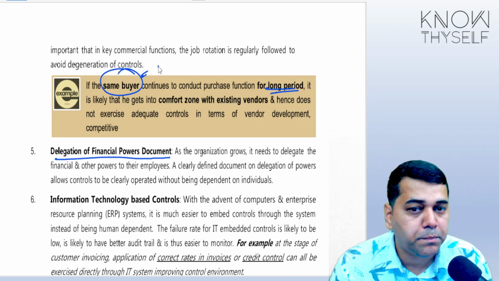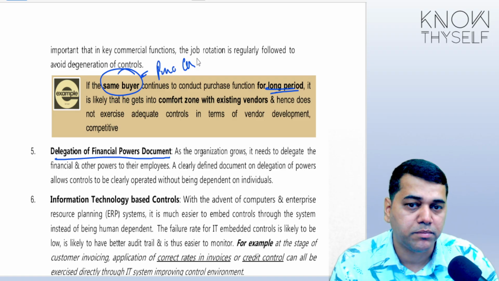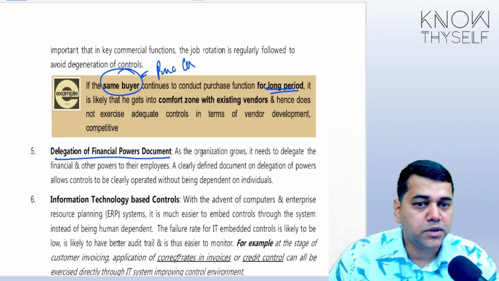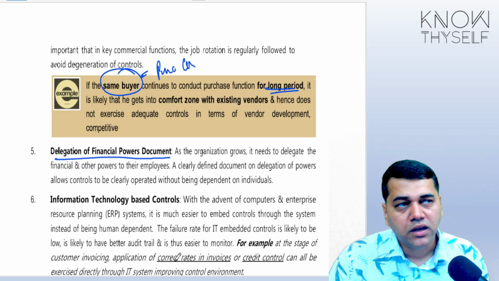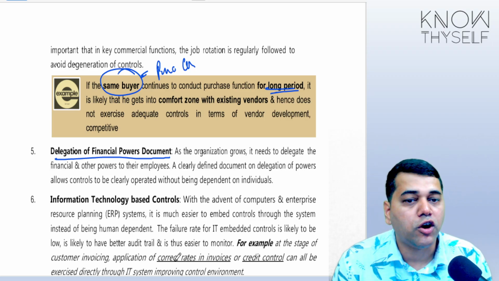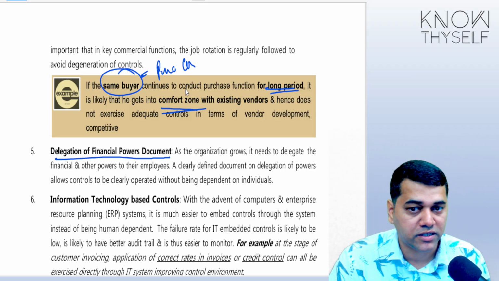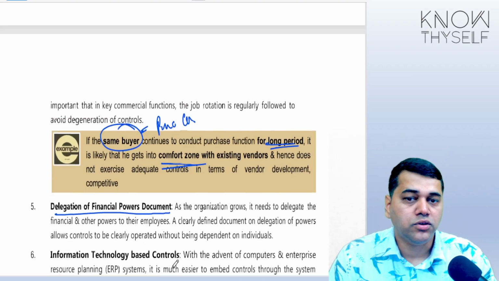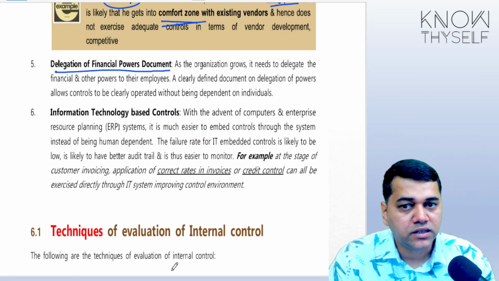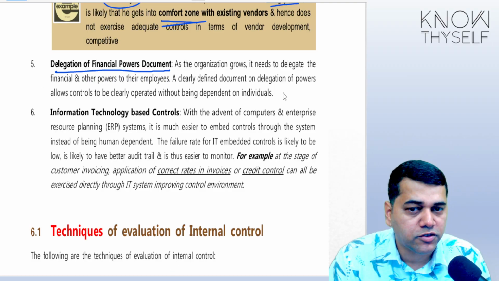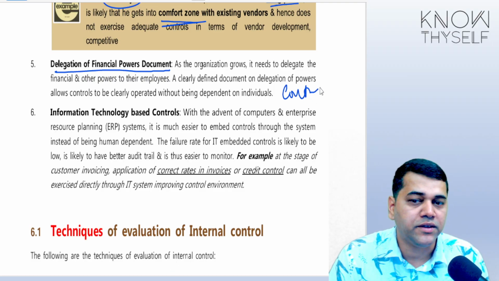Buyer, he means to say purchase department, commercial department. That means a person from the commercial department should not be made to talk to one vendor for a long period of time, because they develop one comfort zone. They will have familiarity threats in the organization. So these are all the things you need to evaluate. Delegation of the financial power, this is also, I can say, more like a control activity.